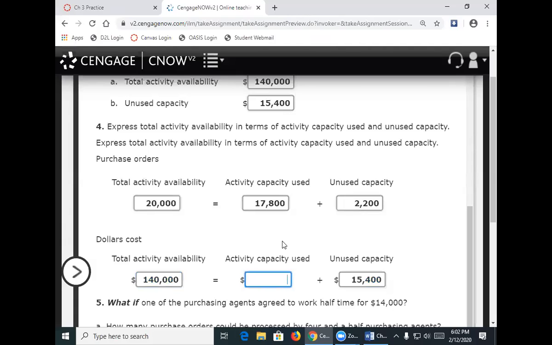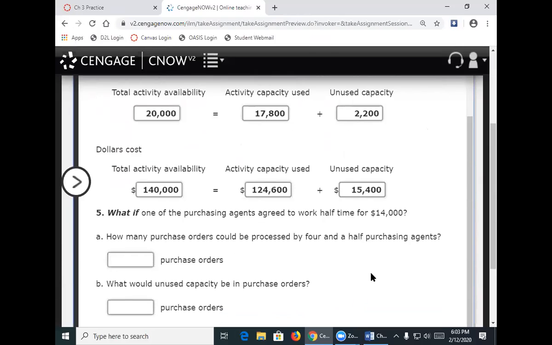Very good, 124,600. So we could subtract, right? You could take 140 minus the 15,400. Or you can also get that 124,600 by taking the 17,800 times 7. Either way gets you the right number. Okay.